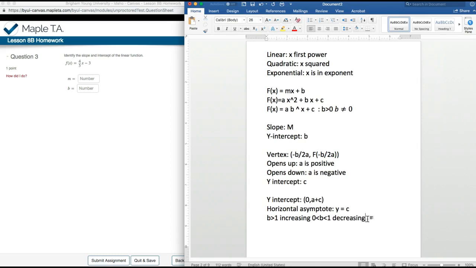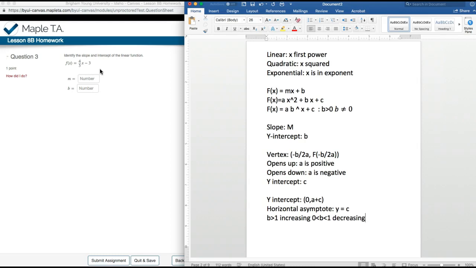Okay, so to get a number between 0 and 1, that means it's a fraction. So anytime you have a fraction right there, I'm going to have a decreasing exponential. So just a couple of those quick things. Let's go back to our question here, since I took a little sidetrack.